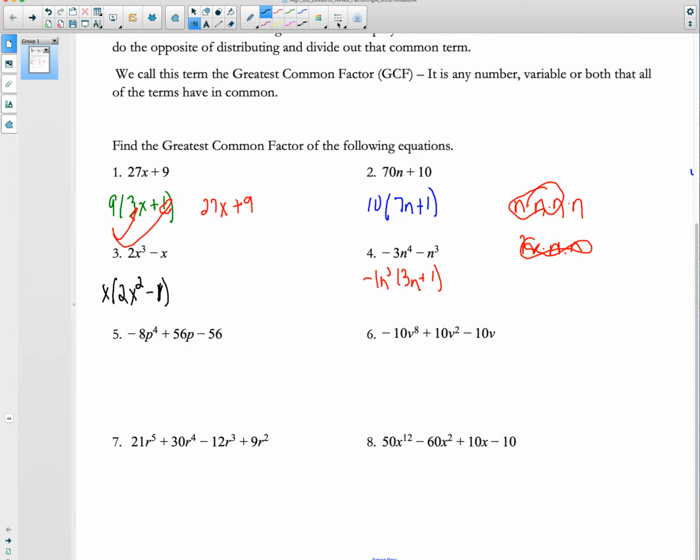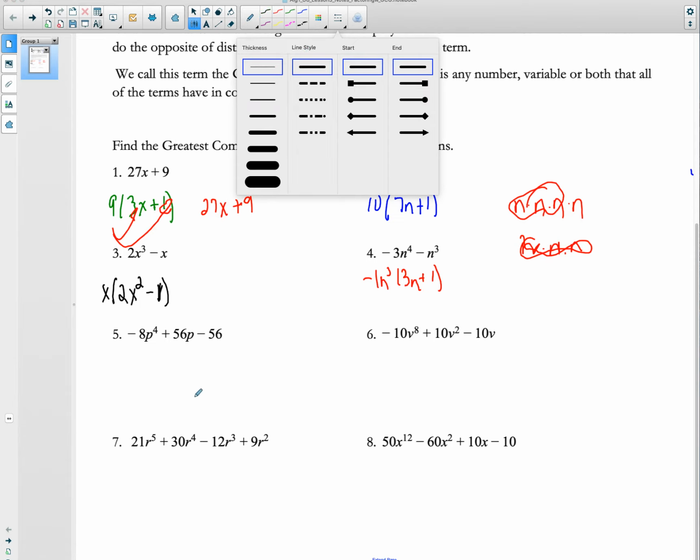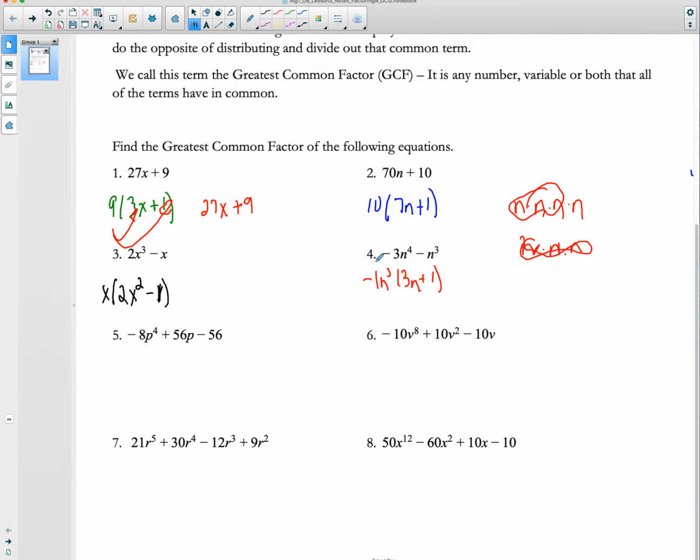I'm going to do one more with you, then I'm going to let you have a little bit of time to work. I want to emphasize that the process does not change whether I have 2 terms, a binomial, or 3 terms, a trinomial, like we do here. We still go through the same process. I have negative 8, 56, and negative 56. I want to find the biggest number I can divide into all 3 of those, and that number would be an 8.